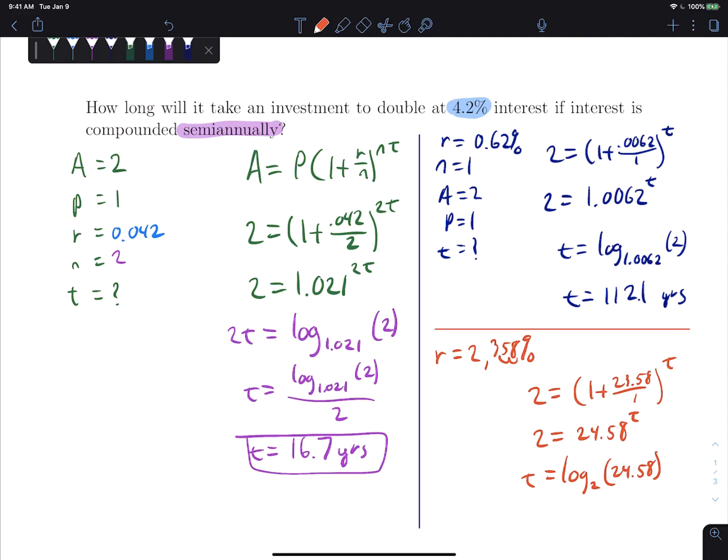So log base 2, no, sorry, the other way around. Log base 24.58 of 2. I'm not used to the largest number being at the bottom portion there. So 24.58 of 2. Good deal. And so this tells me that t is 0.2164 and so on years.